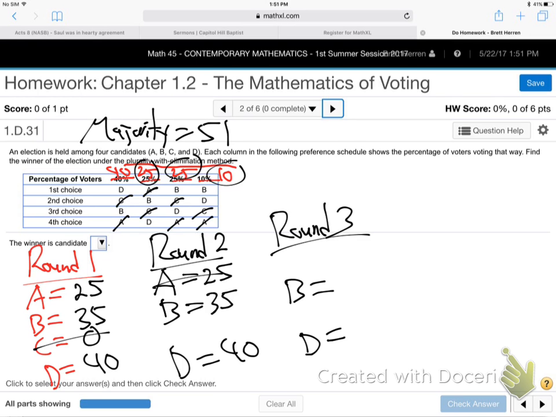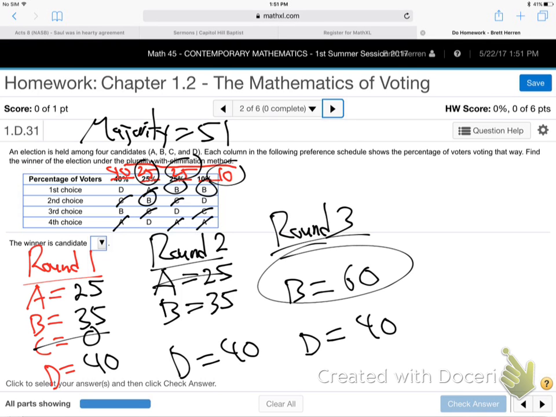So B has 25, 25, and 10, 60. And D has 40. Everybody see that? Right? Here's B, here's B, here's B. They get the 25, 25, 10. So who wins? B got a majority, more than half in the last round. So B wins the election by the method of plurality with elimination.